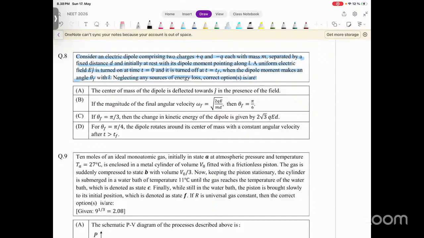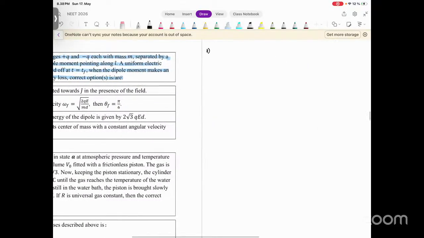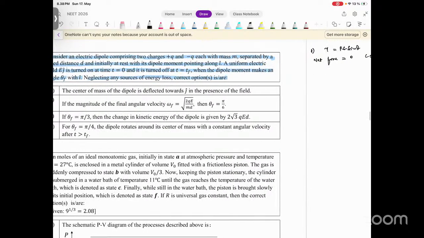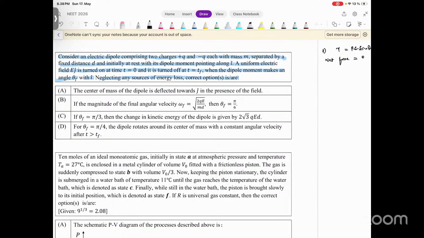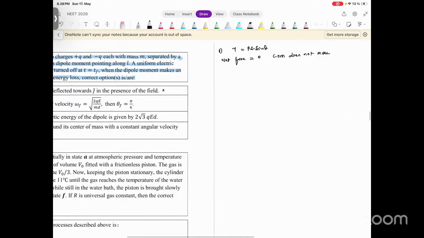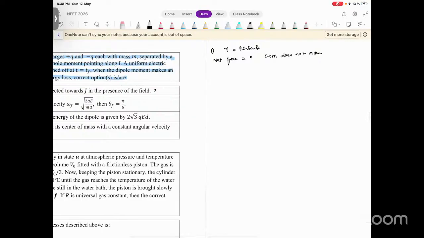So what is the torque acting on a dipole? I hope you remember this one. The torque acting on a dipole is tau equals PE into sine theta. So there is no net force acting on this one. So net force is equal to 0. That means the center of mass does not move. If the center of mass does not move, then the statement that the center of mass of the dipole is deflected towards j cap in the presence of the field is false. It is not correct, because there is no net force. The center of mass does not change at all.